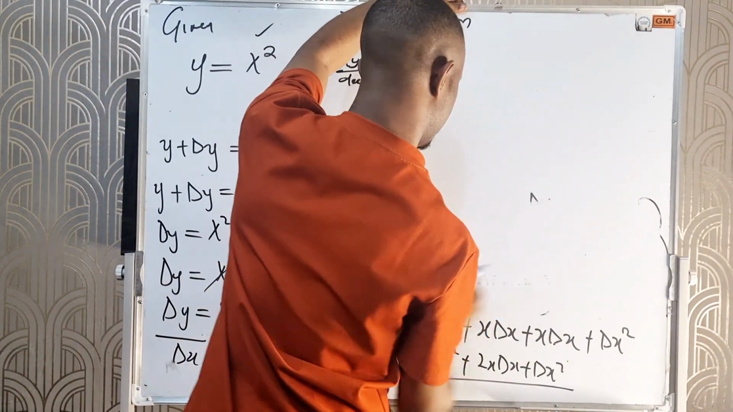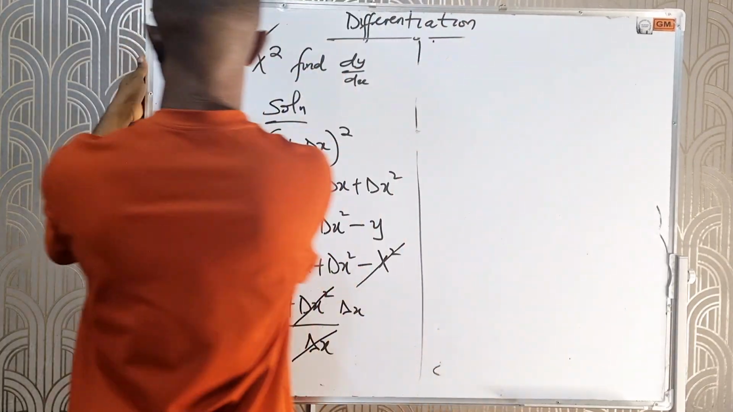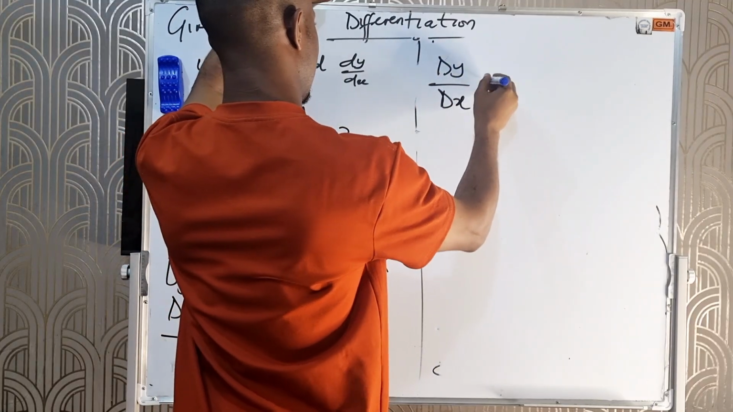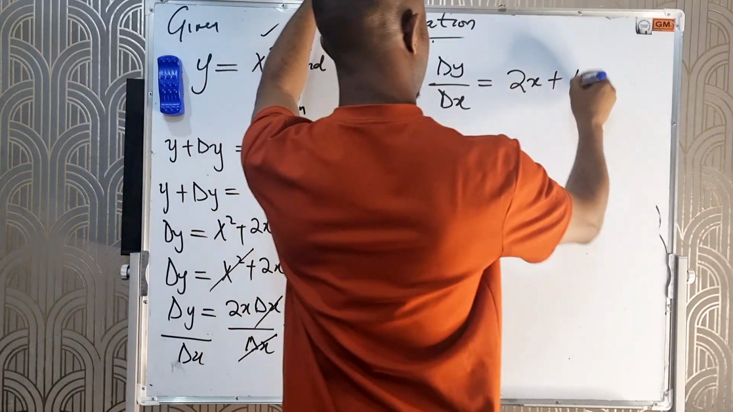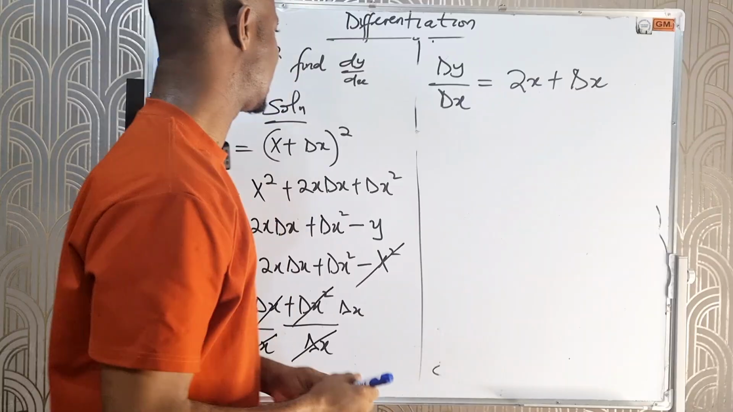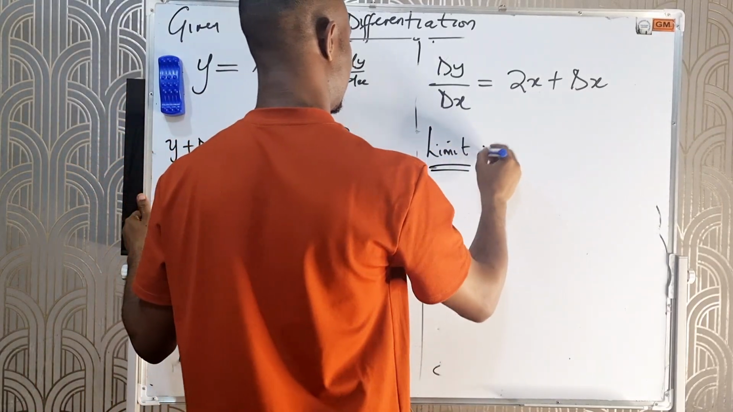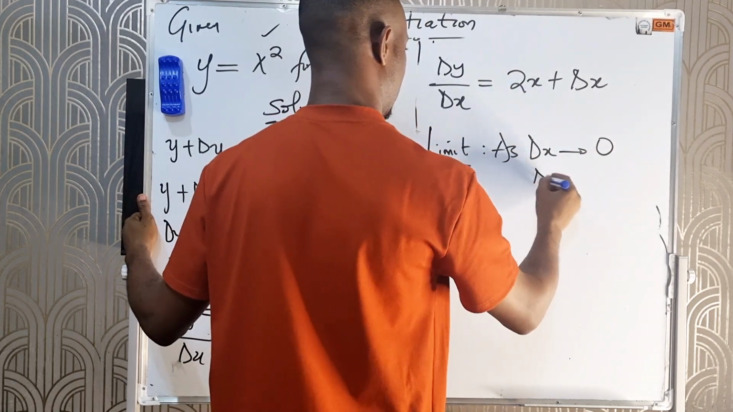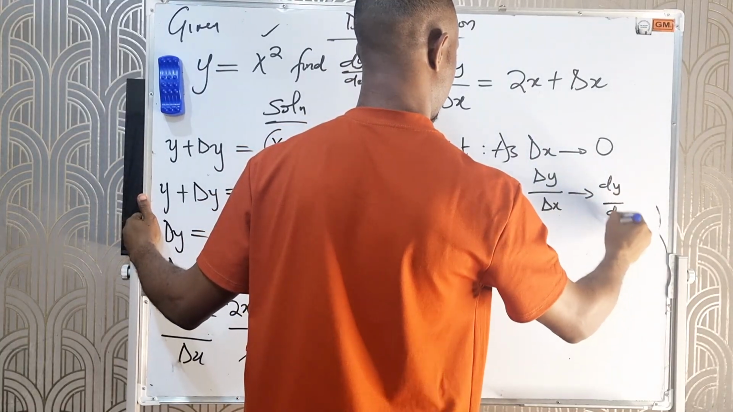Now what do we have at the end of the day? Let's finish up. At the end of the day, we're going to have delta y over delta x equals 2x plus delta x. I can't stop here because I'm still having delta x here. So the next step is taking the limit, right? The limit says as delta x approaches 0, delta y over delta x must approach dy/dx.